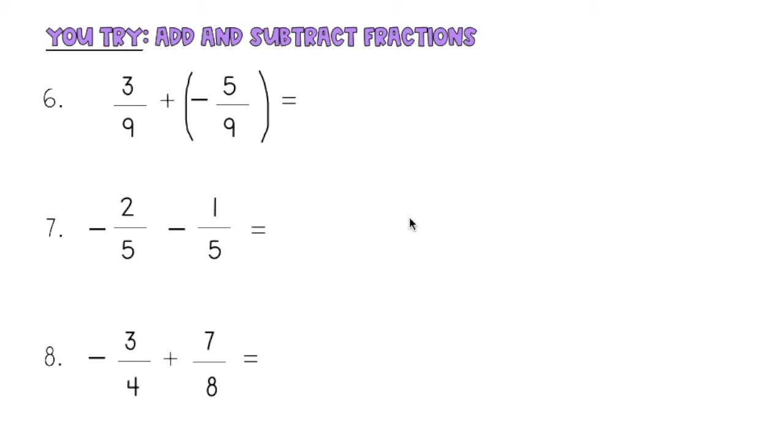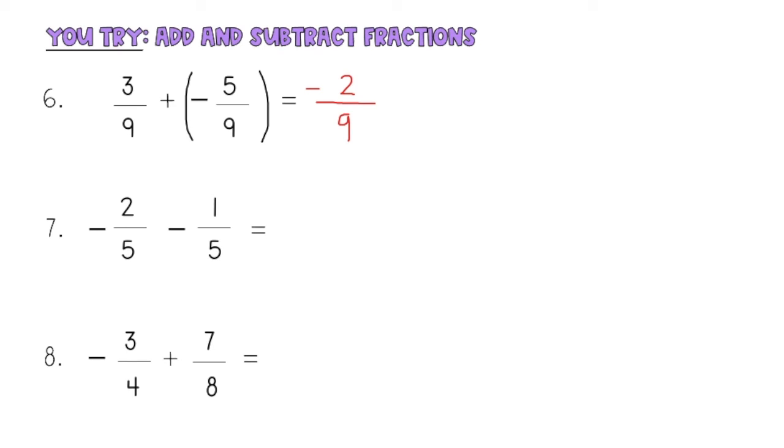Number 6, 3 over 9 plus negative 5 over 9. I see that I have a common denominator, so I'm going to go ahead and write as my answer that I'm going to have a denominator of 9. It's not going to change. And now I can use my rules for adding and subtracting integers to solve 3 plus negative 5, which will give me 2. And I have more negatives than I have positives, so my answer is going to be a negative. 2 over 9 cannot be simplified, so my answer is finished.